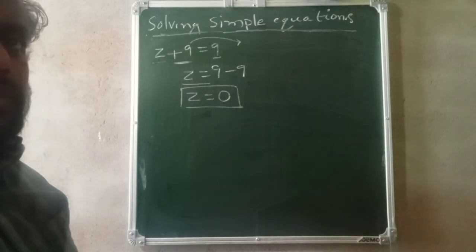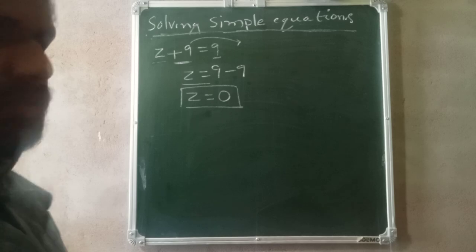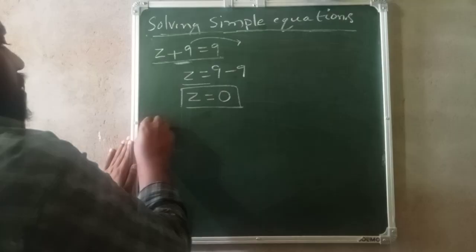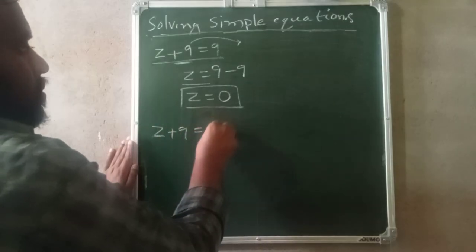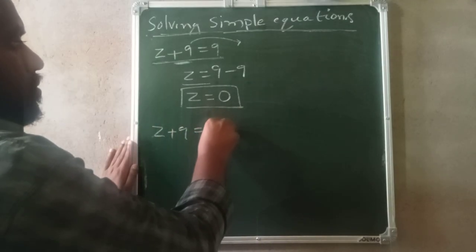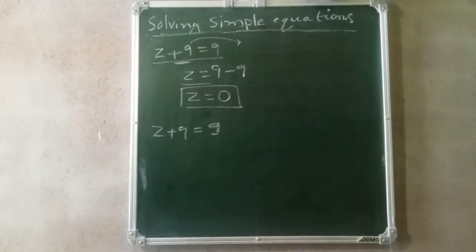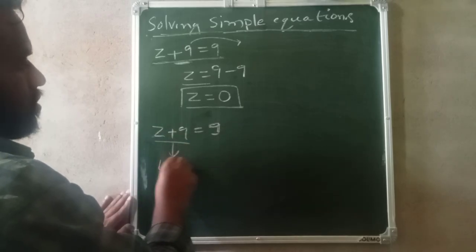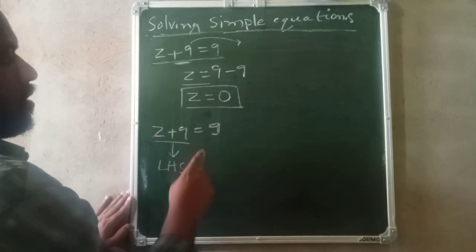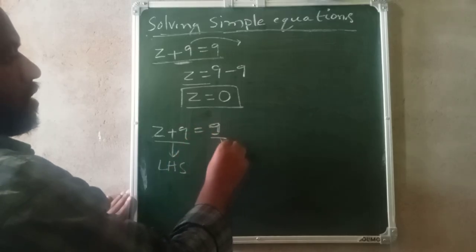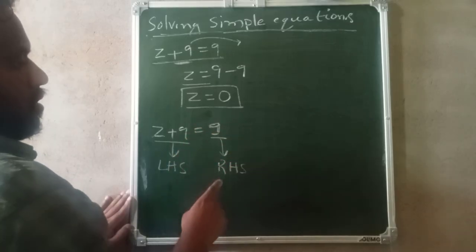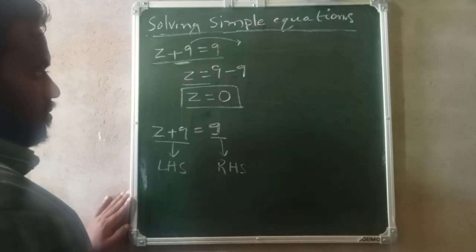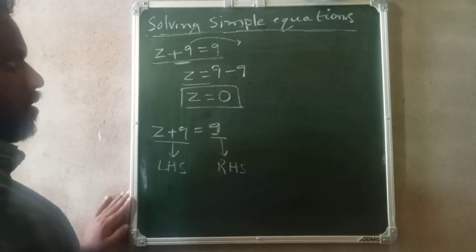Now we will check whether this answer is correct or not. For that, write this given equation z plus 9 is equal to 9. Okay. So before this equal sign, whatever is there, this is LHS, left hand side. After equal sign, whatever is there, that is RHS. RHS means right hand side. Okay. Now check.